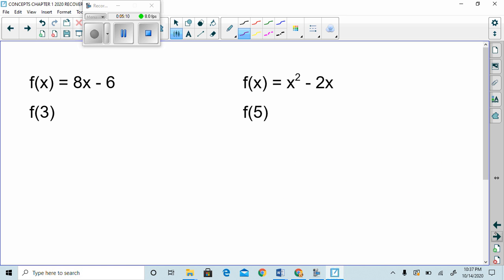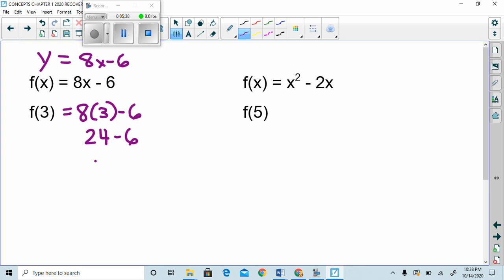I will ask you a couple of questions about function notation. Remember, the equation form of this is y is equal to 8x minus 6. We change it to function notation by replacing y with f of x. If I want to find a value of y at a given x, I just replace that into the expression and simplify. So when I input 3, I output 18.